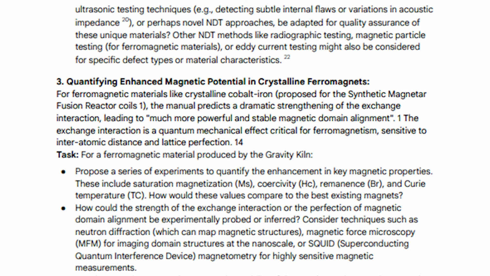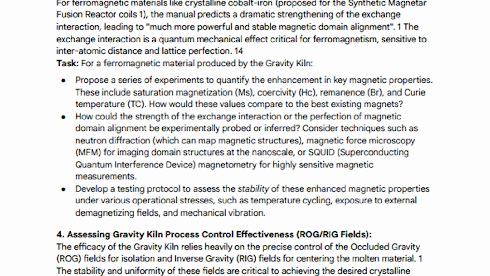How could the strength of the exchange interaction or the perfection of magnetic domain alignment be experimentally probed or inferred? Consider techniques such as neutron diffraction, which can map magnetic structures, magnetic force microscopy, MFM, for imaging domain structures at the nanoscale, or SQUID, superconducting quantum interference device, magnetometry for highly sensitive magnetic measurements.